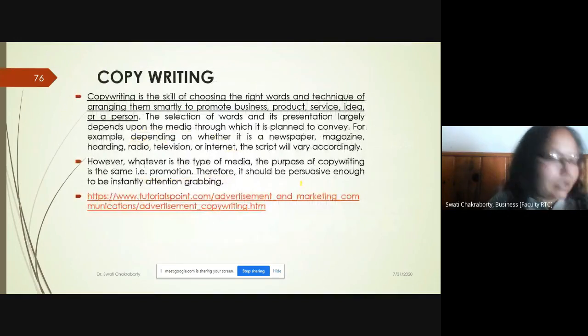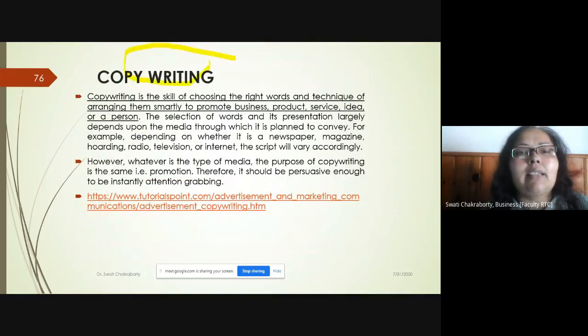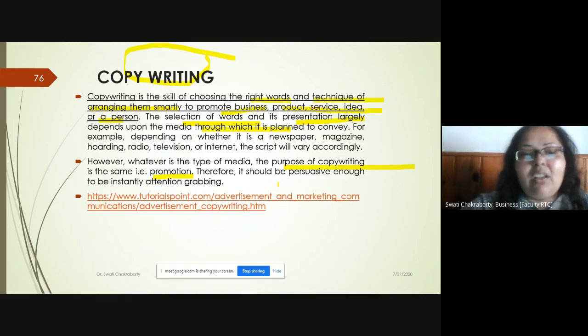Copywriting. So what is copywriting? Copywriting is a skill, right, whereby you choose the right words and the right technique of arranging them in a smart way, which would help in promoting a business, product, service, idea, or promoting a person also. So selection of the words and presentation, that's what is important. And it depends on the media through which it is conveyed, right? If it's newspaper or magazine, radio, television, accordingly the script will vary. But irrespective of the type of media, what's the basic purpose of copywriting? Promotion of your products, promotion of your service, to ensure that you are able to grab consumers' attention.